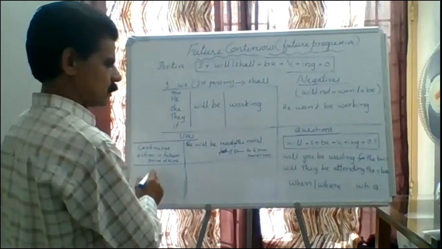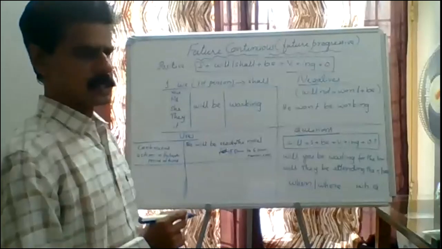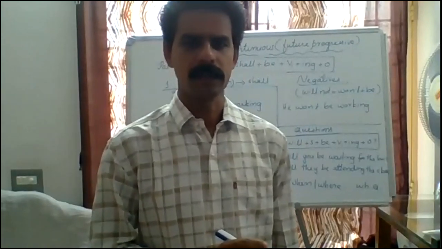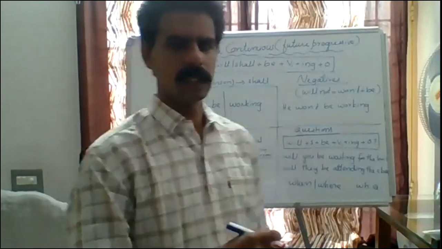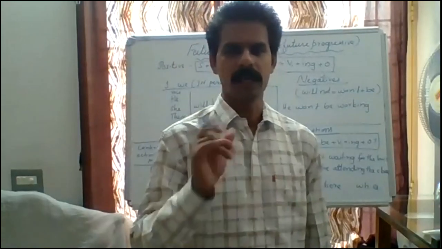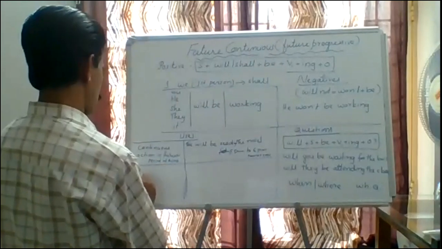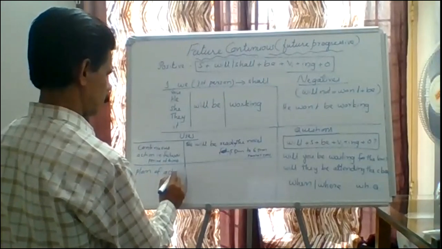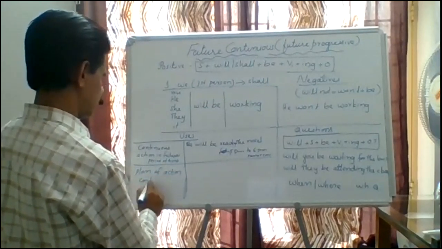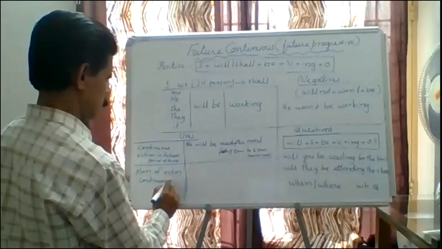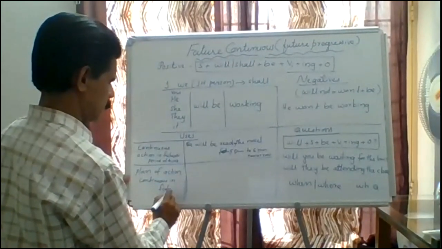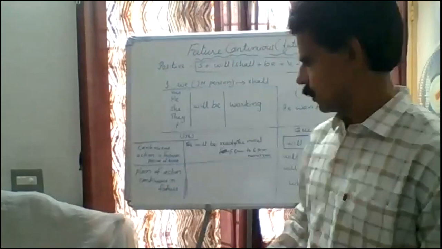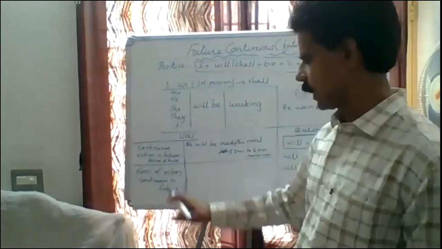Another, two actions sometimes happen. At 2:30, he will be writing the examination. That is plan of action. Plan of action continuous in future. Plan of action continuous in future also can be expressed with the help of future continuous. A plan of action which is going to take place in future.